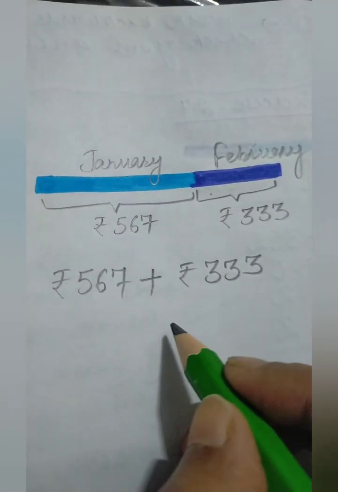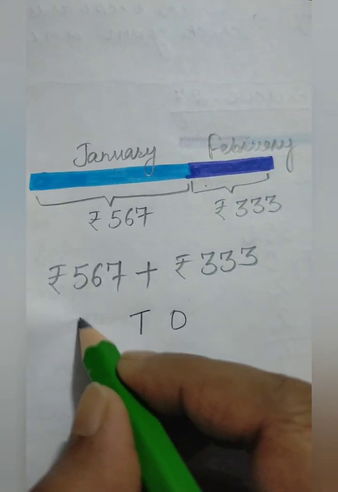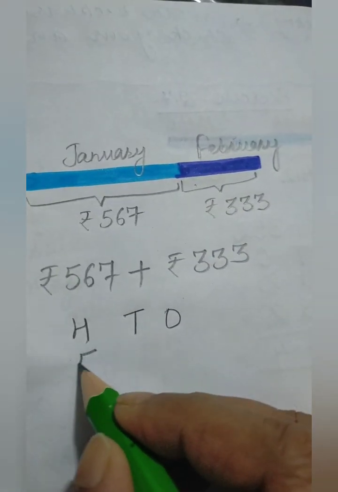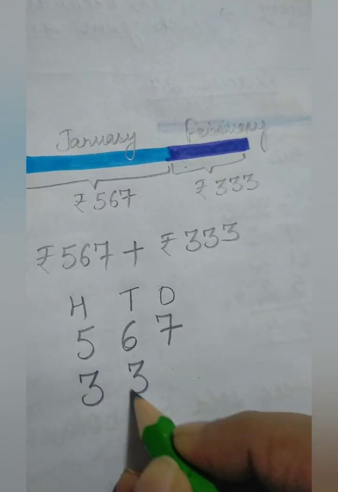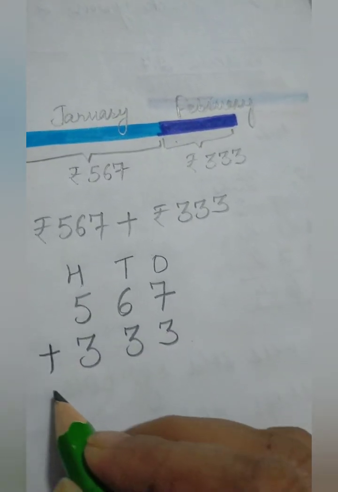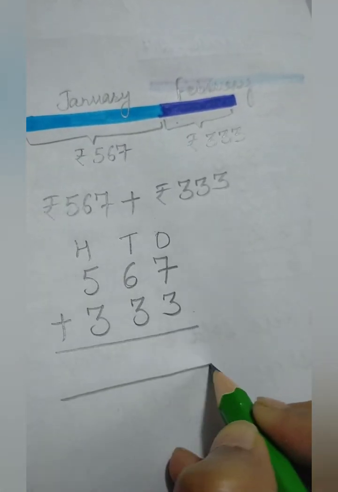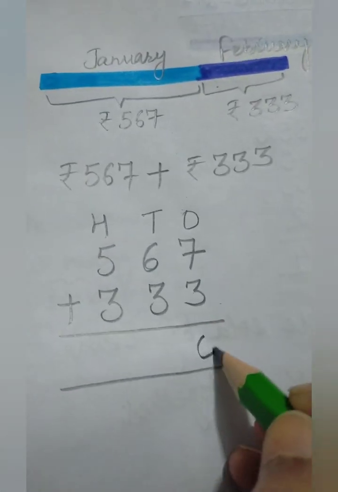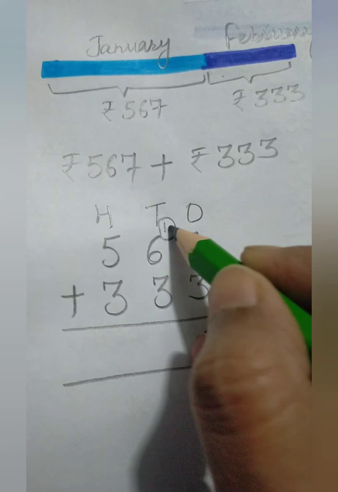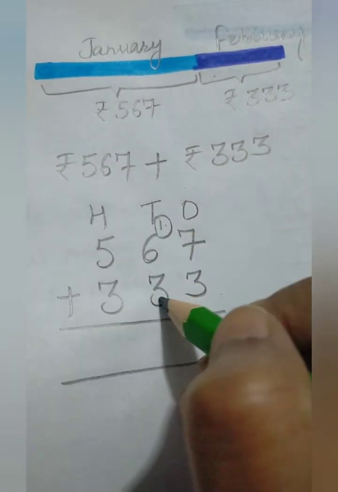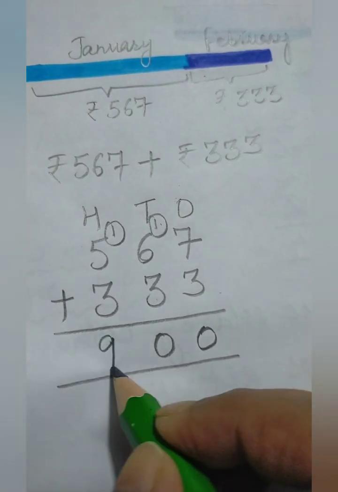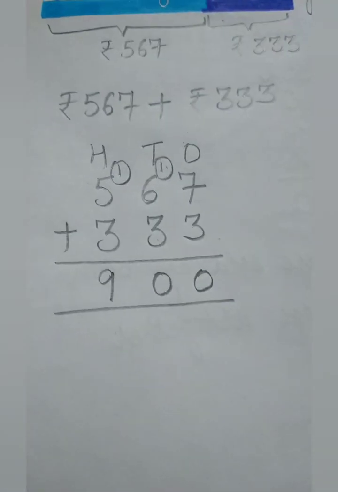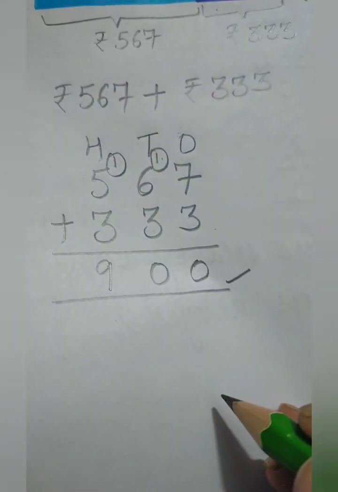Now we will add them: ones, tens, hundreds. Here is 567 and 333. Let's see what we get. Here 7 plus 3, 10. 1 will be carried. 6 plus 1, 7. And 5 plus 3, 8, plus 1 carried, is 9. So we got rupees 900.